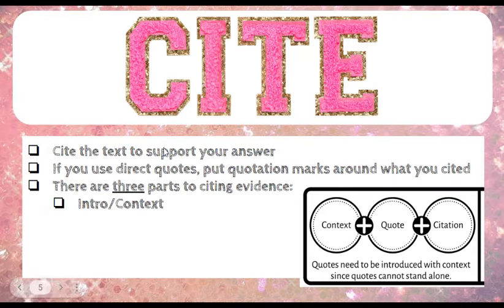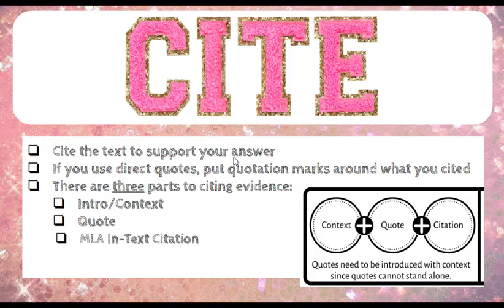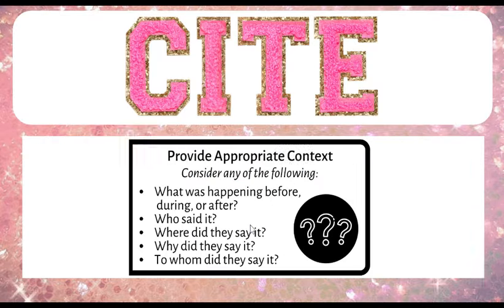First, you need to introduce your quote, and if you're taking something word for word from the text, you have to put it in quotation marks because you did not come up with it yourself. Before you just go plopping a quote randomly into your answer, you need to introduce it or give some context about it. Then you're going to give your quote. And then the last thing we call an MLA in-text citation. It sounds fancy, but really all it means is that you're going to say where you got your information from. And we're going to go through that here in the next few slides.